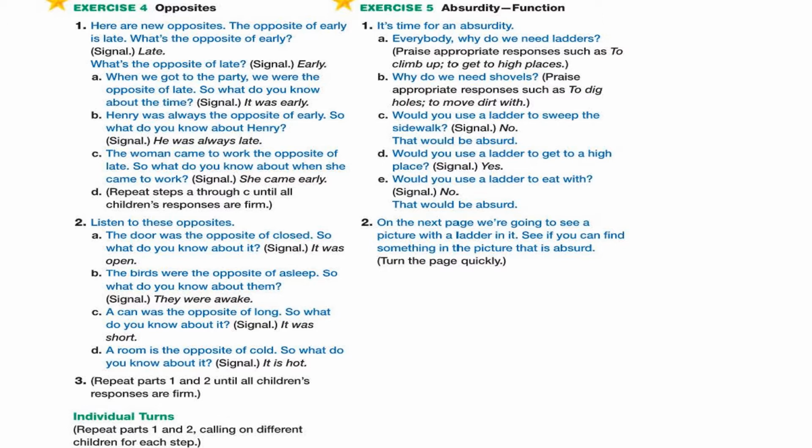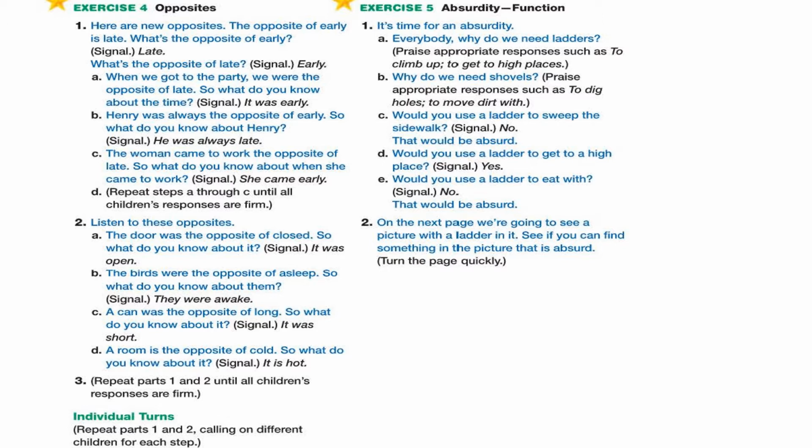The birds were the opposite of asleep. So what do you know about them? Get ready. Yes, they were awake. A can was the opposite of long. So what do you know about it? Get ready. Yes, it was short. A room is the opposite of cold. So what do you know about it? Get ready. Yes, it is hot.